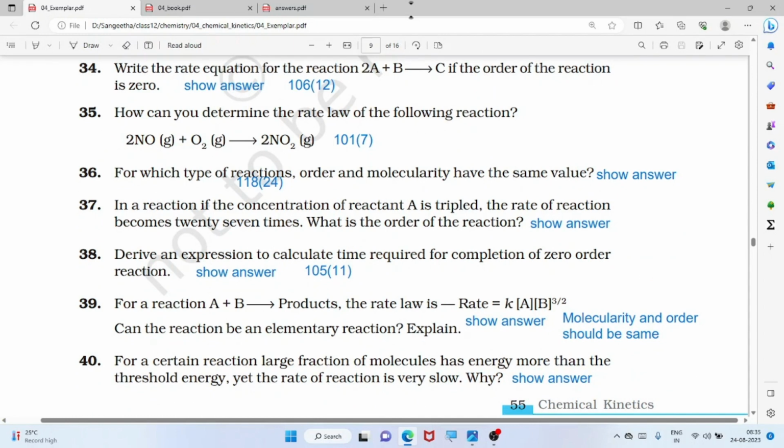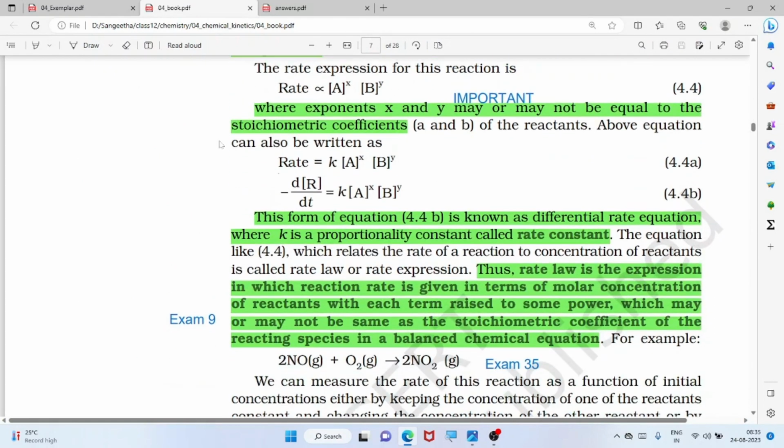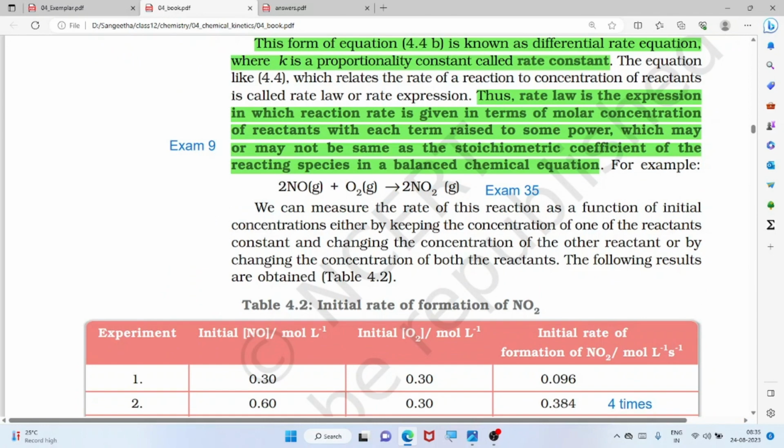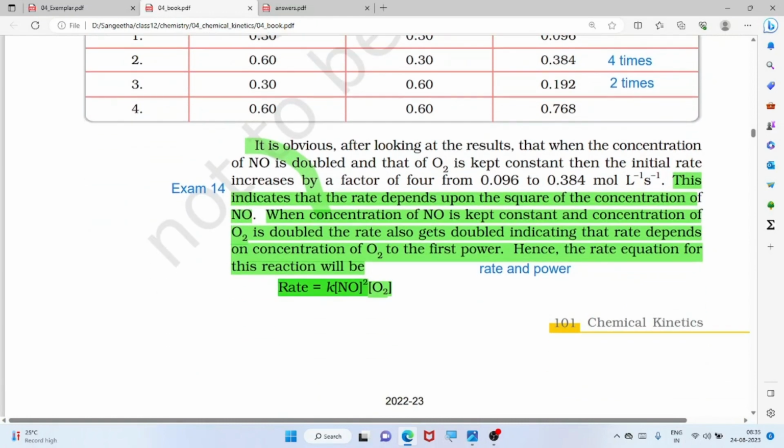How can you determine the rate of the following reaction? We have to keep one of the concentrations the same, and increase the other concentration and see the effect on the rate. See here, this is how they determine the rate of this equation. You see this concentration, they are doubling this keeping the other constant, and here they are doubling the other keeping this constant. So this is 4 times, this is 2 times, and based on that they determine the rate of this reaction.